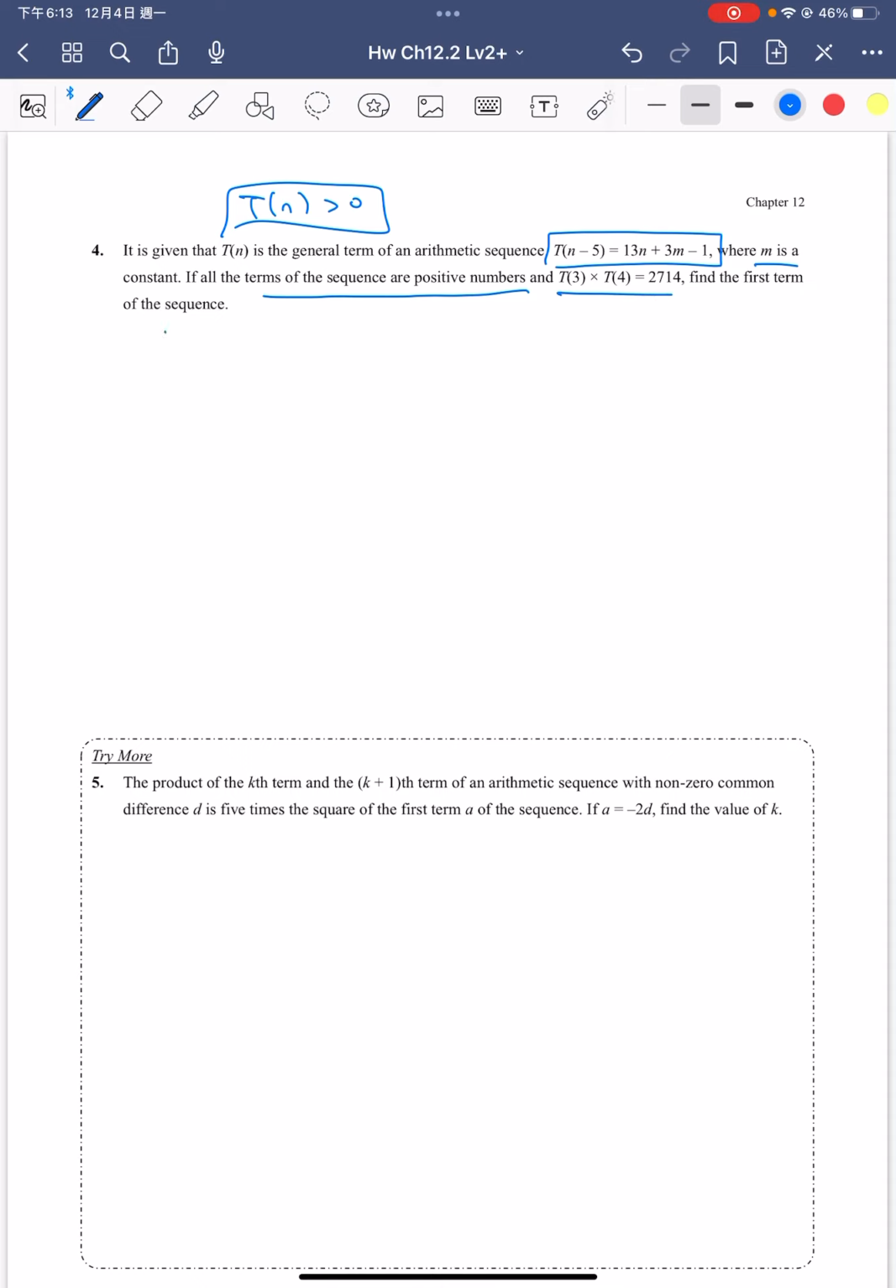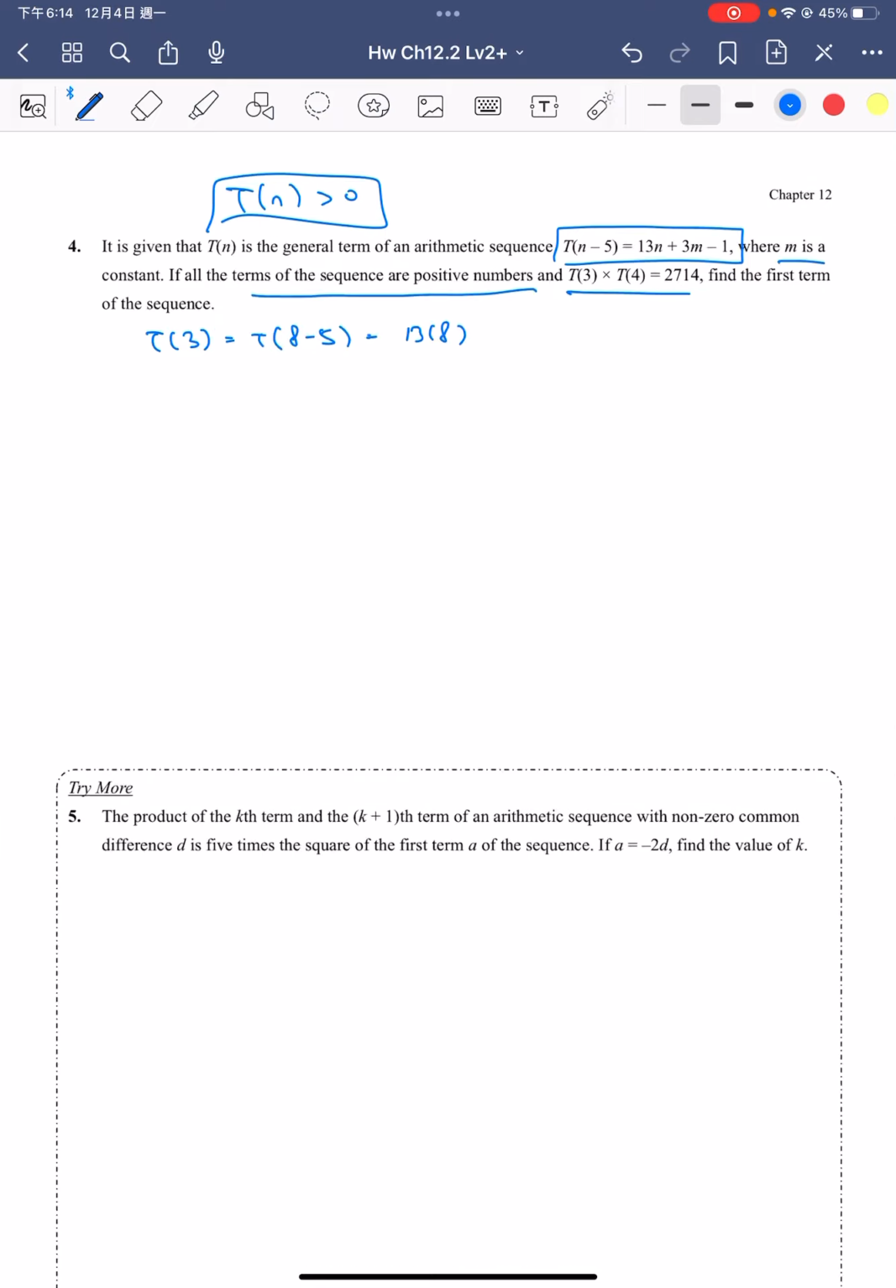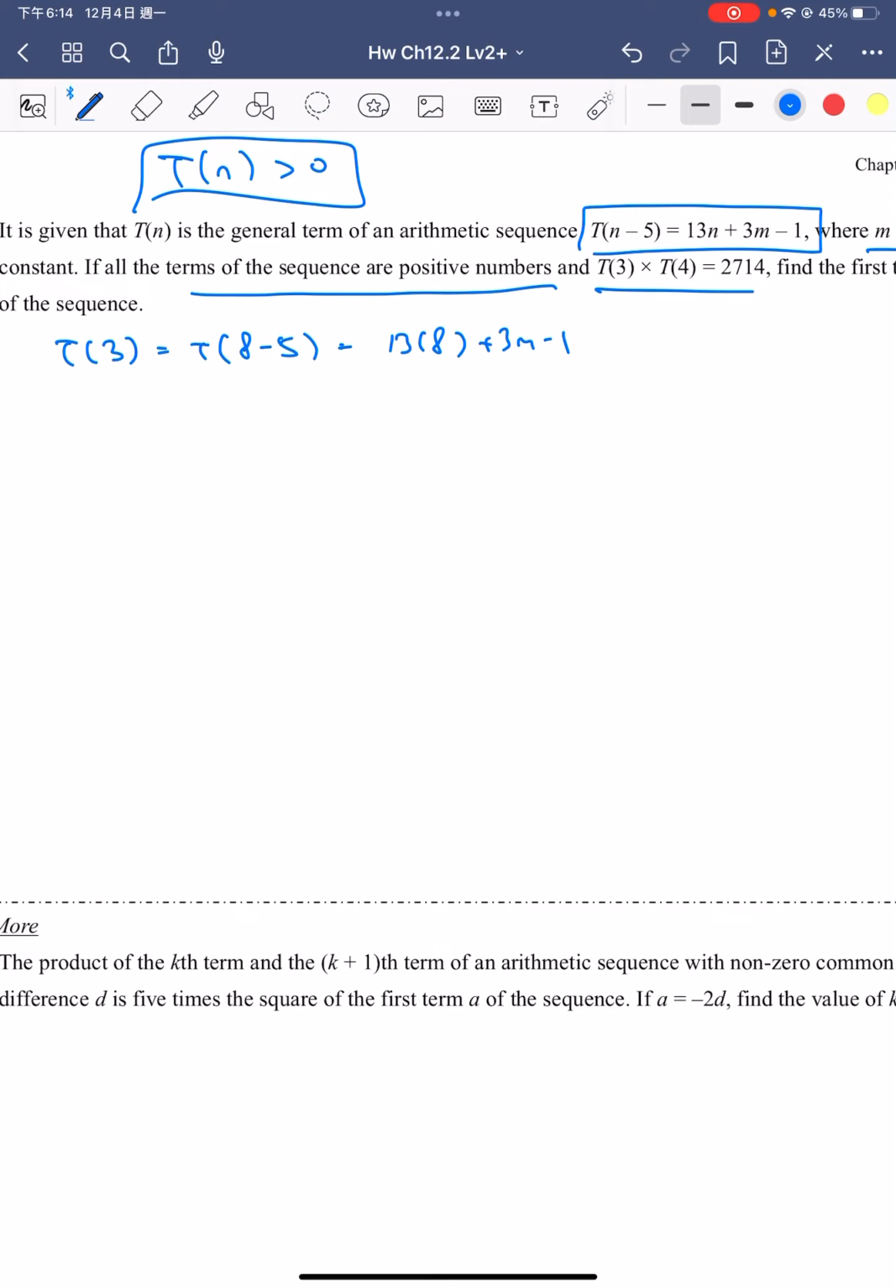Okay, so if you want to have this t3, it actually can be written as t of 8 minus 5, isn't it? So you can just substitute 8 inside it. So I have 13 times 8 plus 3m minus 1. Okay, so this is equal to 13 times 8 minus 1, giving you 103 plus 3m. Okay, and we have the t4. We do a similar thing. We have t of 9 minus 5 equal to 13 times 9 plus 3m minus 1. So this is going to be equal to 116 plus 3m.